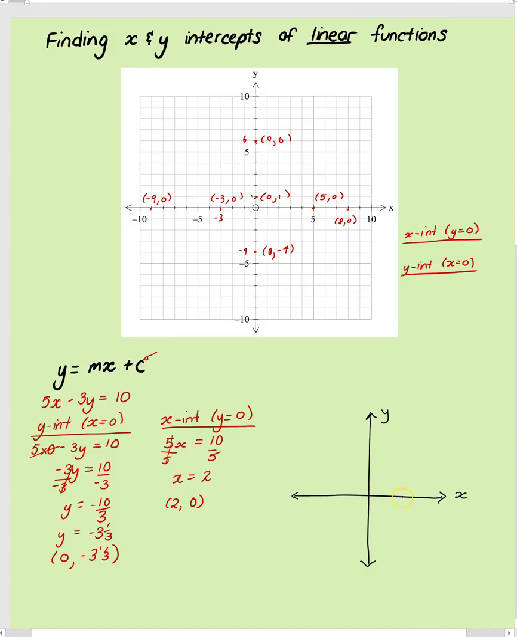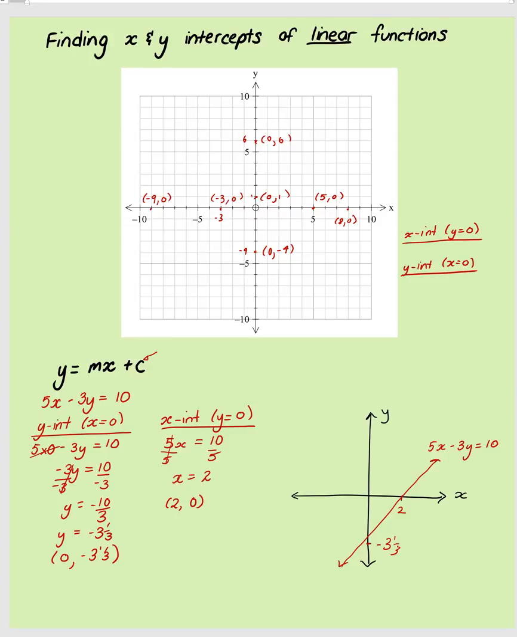And here's 2, 0, that coordinate, and 0, -3 and 1/3 is there, and then using a ruler, you simply draw your line through, and we can label that 5x take 3y equals 10, and that's it. Doesn't get much easier than that. If it's written in a different form, we do the same thing.